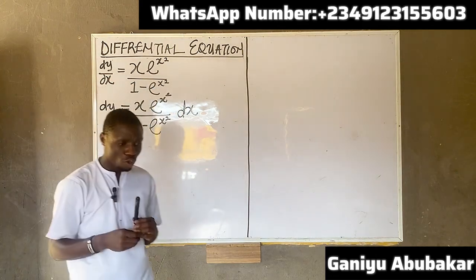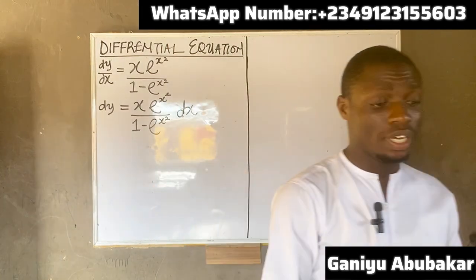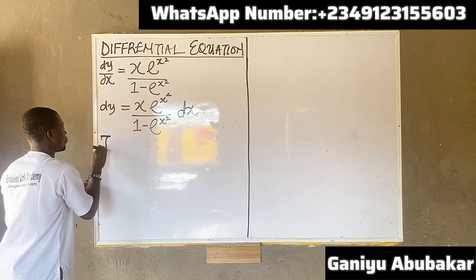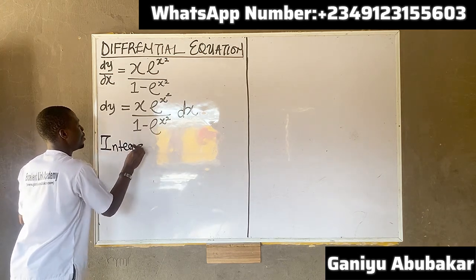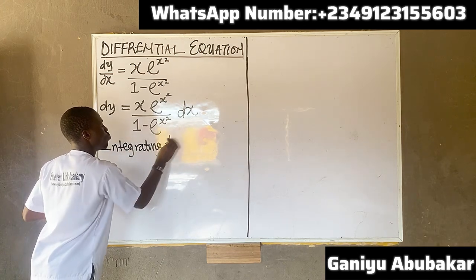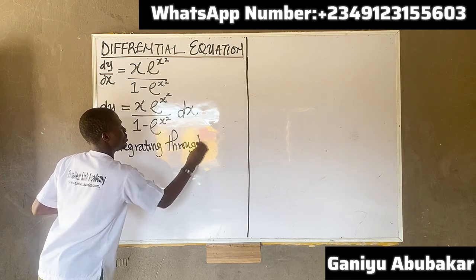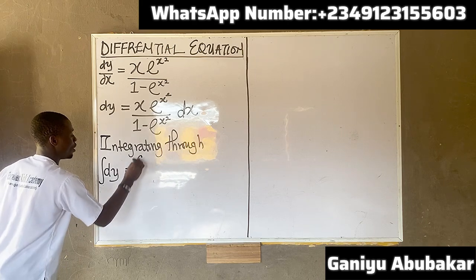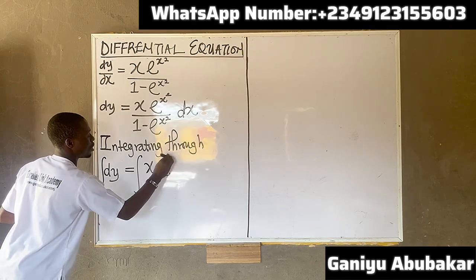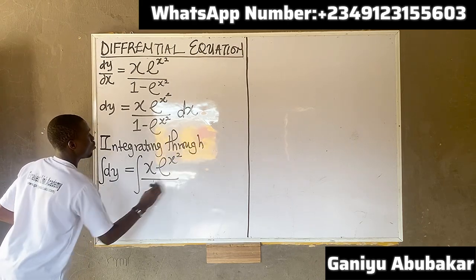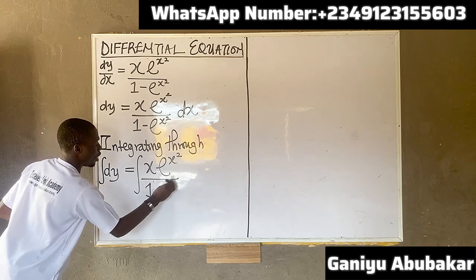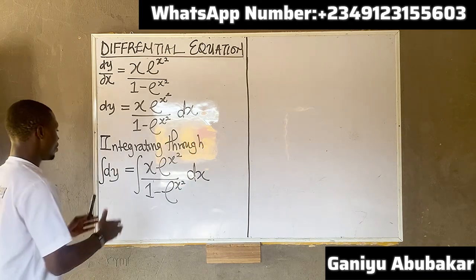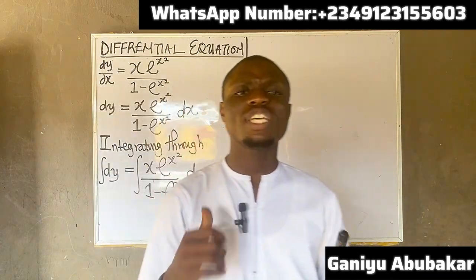Your next task, of course, is what? Integrate through. Integrating through from here, that gives you the integral of dy is equal to the integral of x exponential x squared all over 1 minus exponential x squared, of course, dx. So if I integrate through, this is what it looks like.